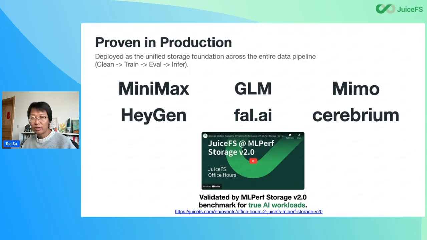What I want to focus on here is real production use. Open source foundation models such as Minimax, GLM, Mimo use JuiceFS as the shared storage base for their full AI pipeline. And they use it from data cleaning and processing to pre-training to evaluation, post-training, and then to inference. We also support leading AI services such as Hidden for AI, Cerebras inference engine.